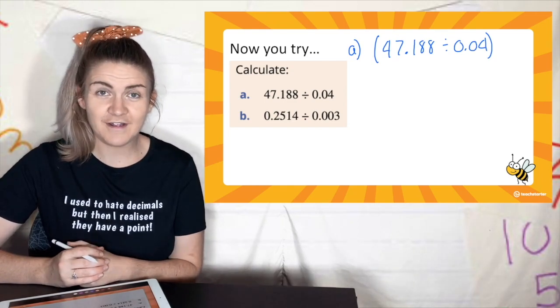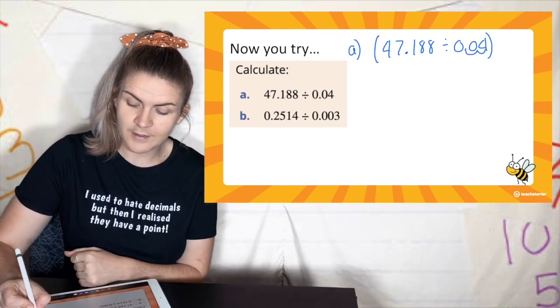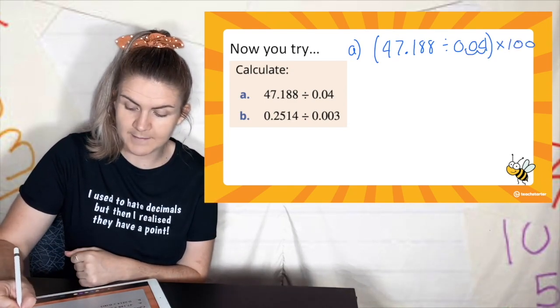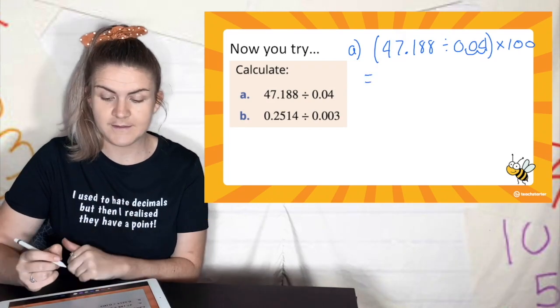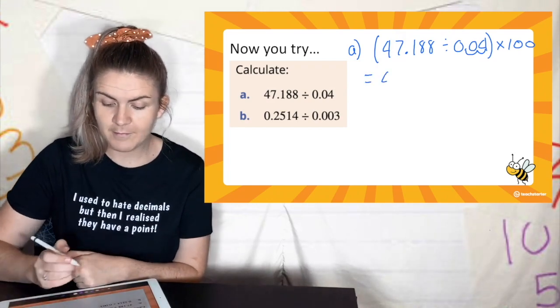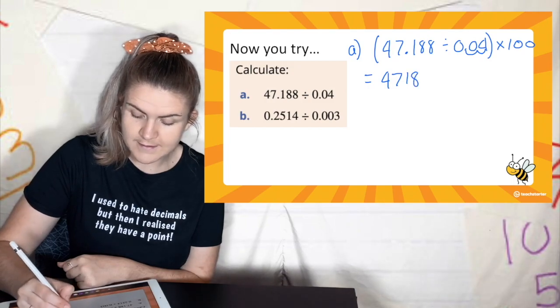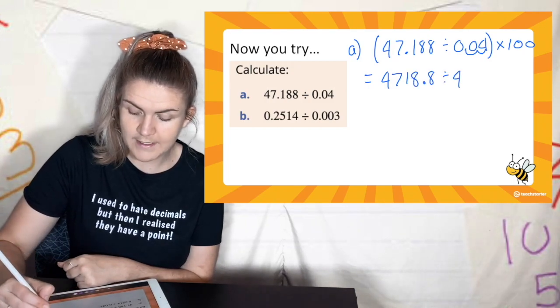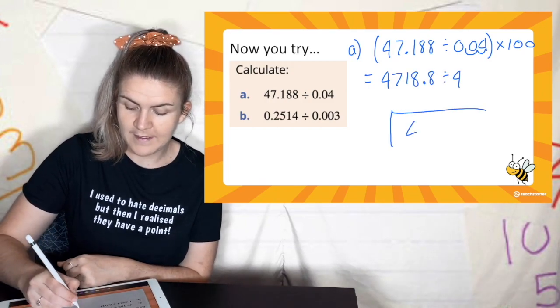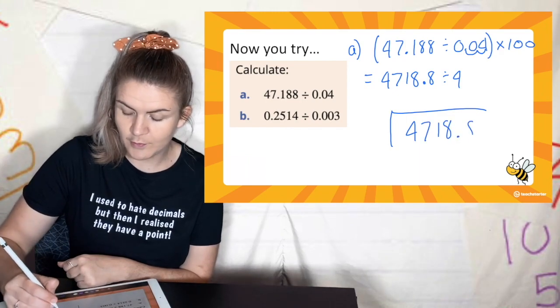Let's quickly check your answers. I need to make this a whole number, that's 2 jumps, so I'm timesing by 100, 2 zeros. I'm going to multiply them both by 100 to give me 4,718.8 divided by 4. Now that it's a whole number, I can do a normal division.